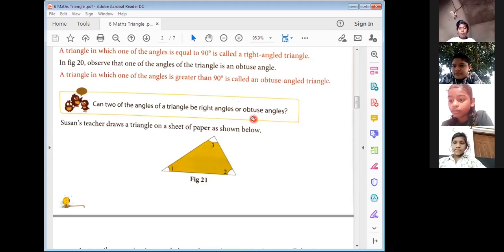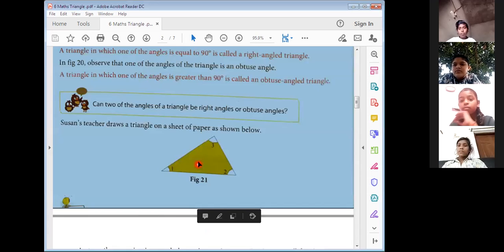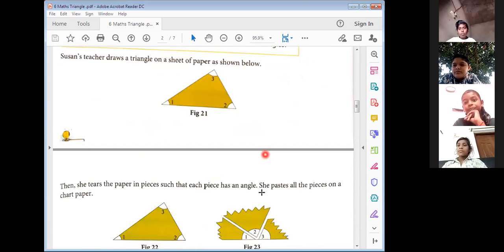Actually, no. What you can do is an activity at your home. You can draw a triangle and measure all the angles. Then you can cut all the angles, in the same way as done in the explanation of this figure. In the same way you can do this activity at your home.